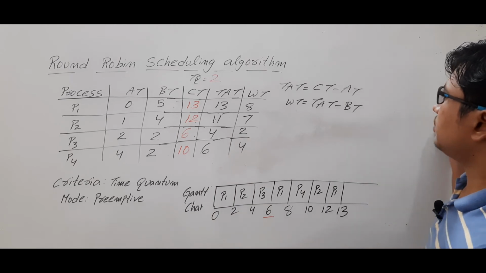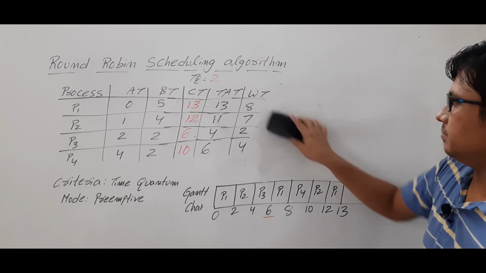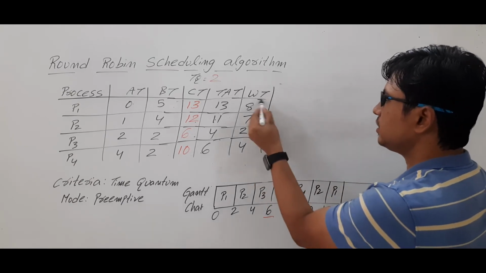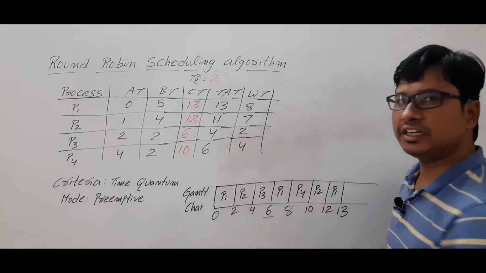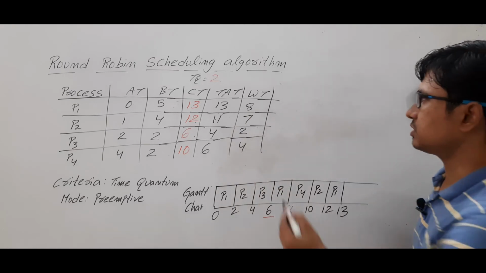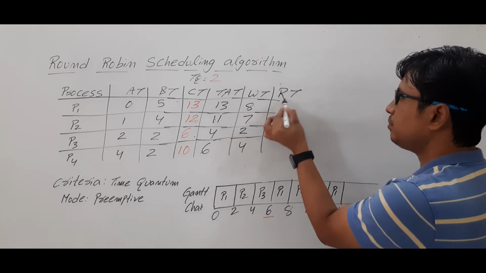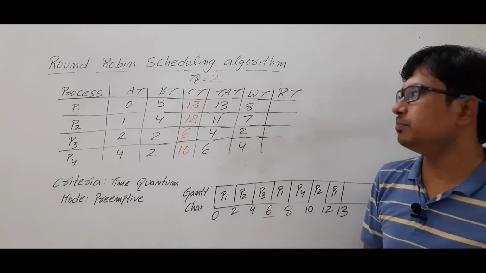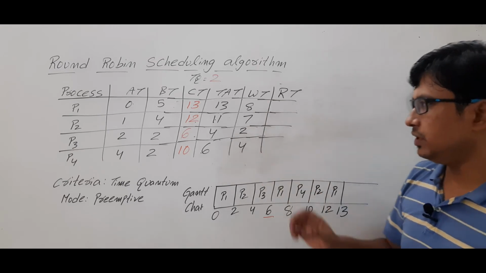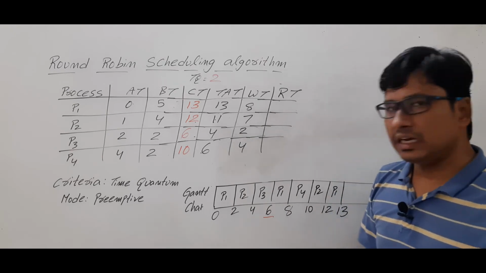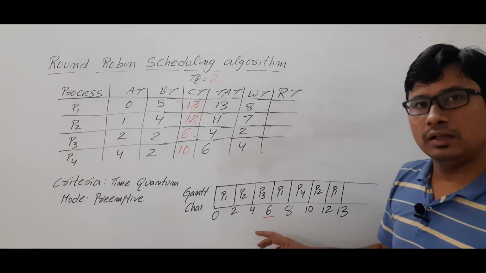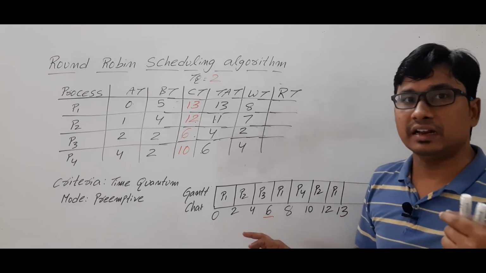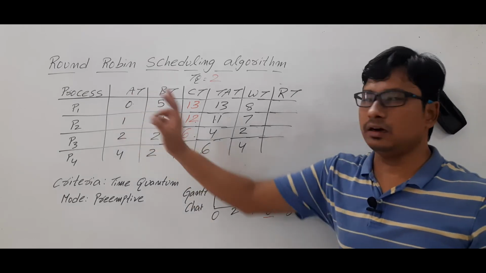Now we need to compute the response time. Okay. If it is a non-preemptive scheduling algorithm, the waiting time will be equal to the response time. However, round robin is a preemptive scheduling algorithm, so the response time may vary from the waiting time. What is meant by response time? The difference between the time when the process enters the running state for the first time and the arrival time.